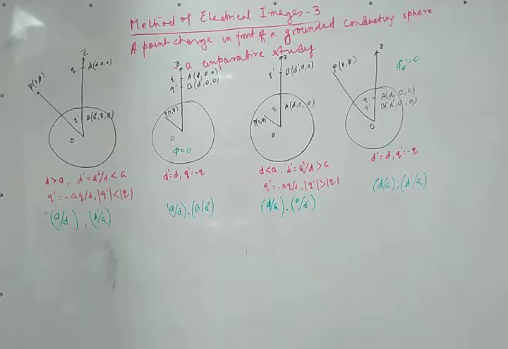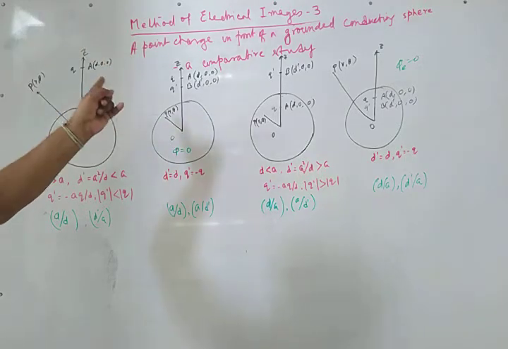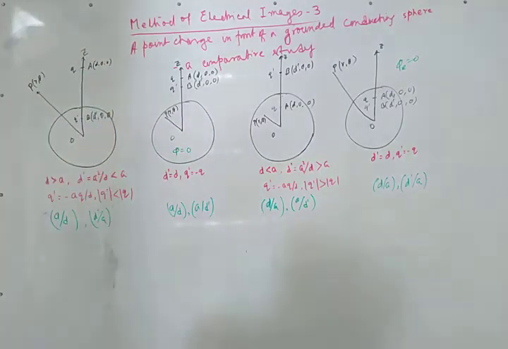Third lecture on the method of electrical images. Today we shall first make a comparative study of the four different cases that may arise due to a system comprising of a point charge and a grounded conducting sphere.